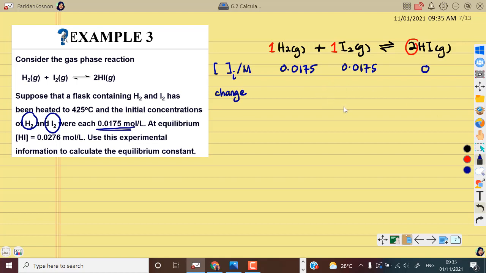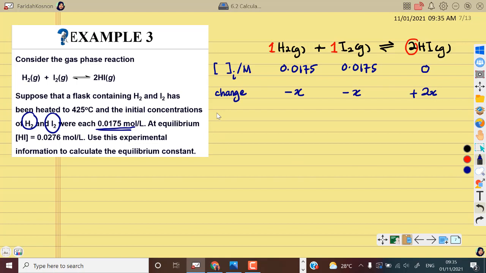Jadi nilai itu kita labelkan, kita gunakan sebagai unknown. So minus X. Kenapa minus? It shows that the concentration of hydrogen gas akan berkurang sebanyak X. And same goes to iodine gas. The initial concentration 0.0175 of iodine gas akan berkurang sebanyak X. Tapi sebab dia reaktan, kita kena tolak kat situ, minus X. But the concentration of hydrogen iodide, since hydrogen iodide is a product, dia akan bertambah sebanyak 2X. So, kena letak plus. Plus itu maksudnya bertambah.